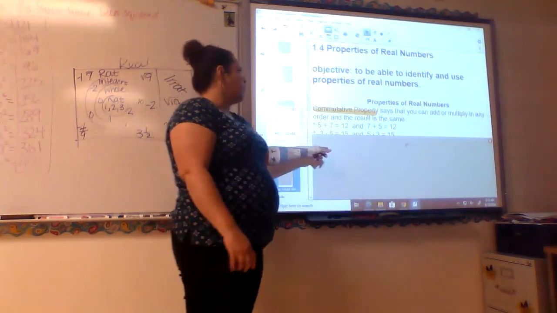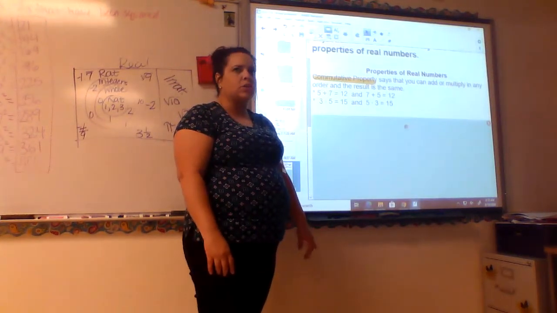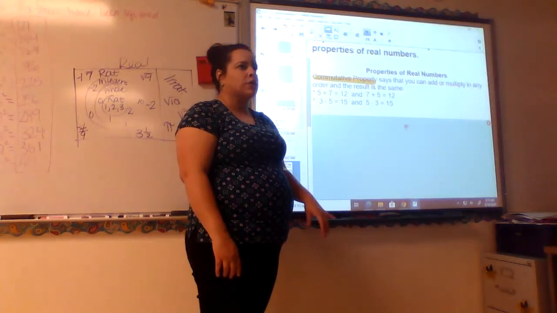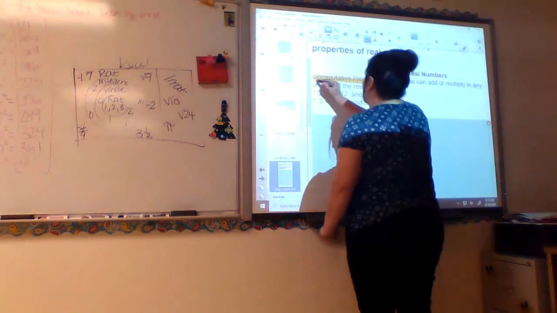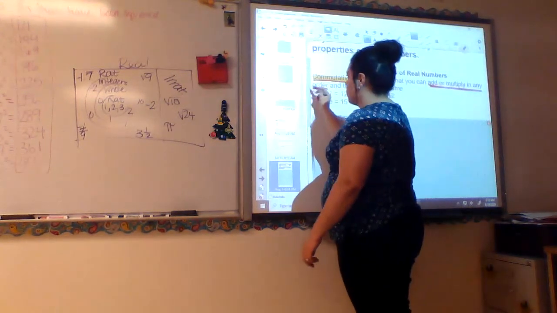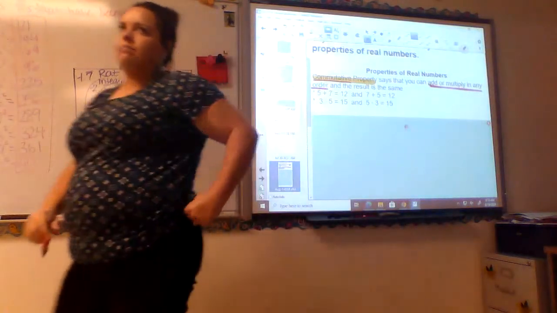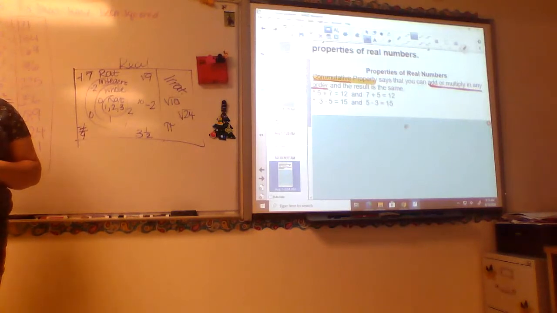Okay? And the first one is the commutative property. So these are also words that you're going to have memorized for your test. Okay? Commutative says that you can add or multiply in any order and the answer is still the same. So I'd write what I underlined down. Commutative. Add or multiply in any order.